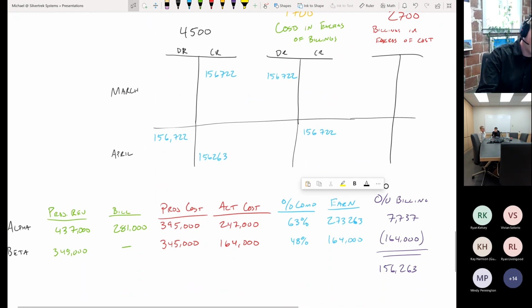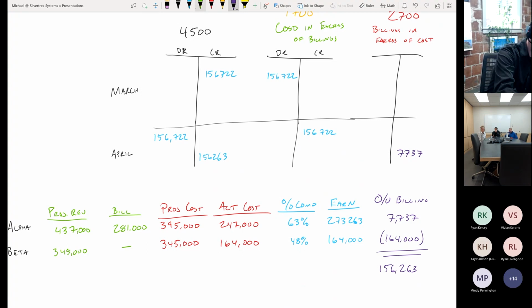Now, our billings in excess of cost is actually going to be 7,737. So we're actually going to take this and we're going to increase this liability here, 7,737. And we're going to take our 164 and we're going to increase our asset by 164. So we actually split our assets from our liabilities per job when we do that. And so then we would be able to calculate our profit and loss that way.